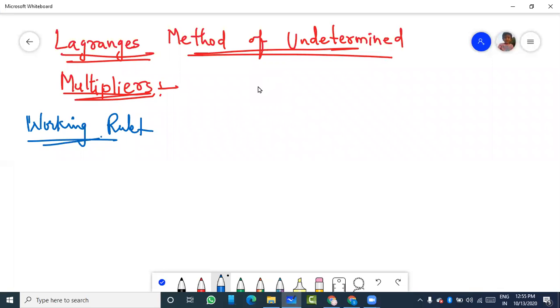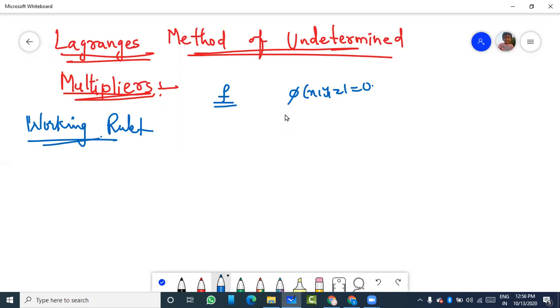Lagrange's method of undetermined multipliers means that the two functions are related to one another through the variables. If we want to find the extreme values of the function f, it is subject to the condition phi of x comma y comma z is equal to 0.